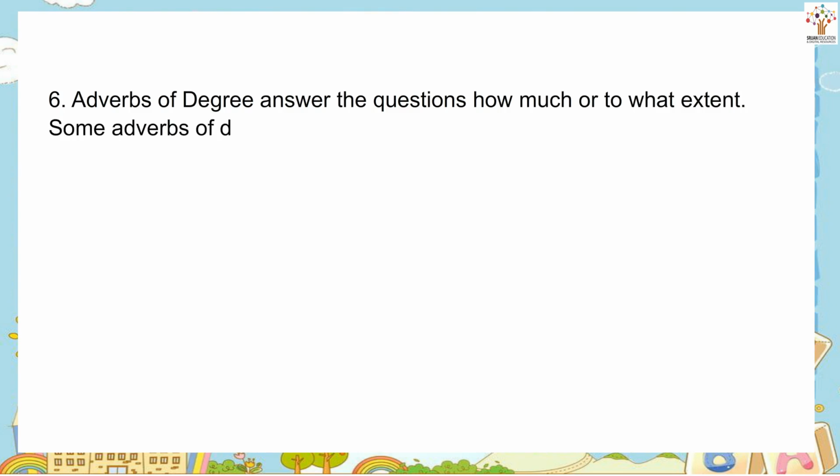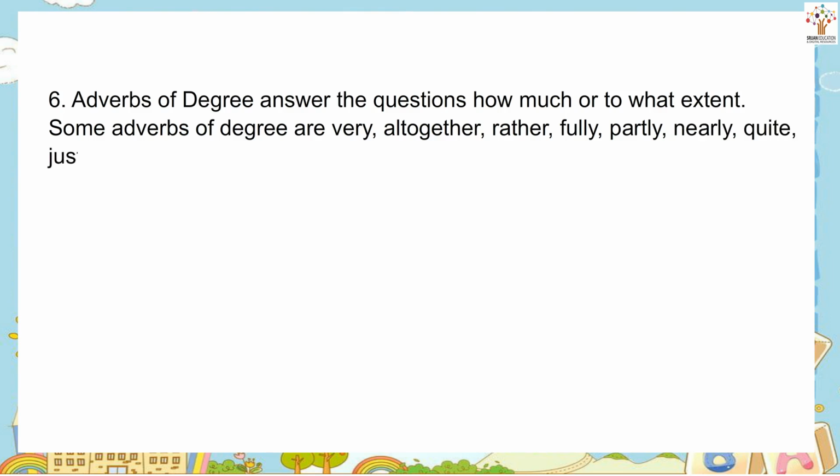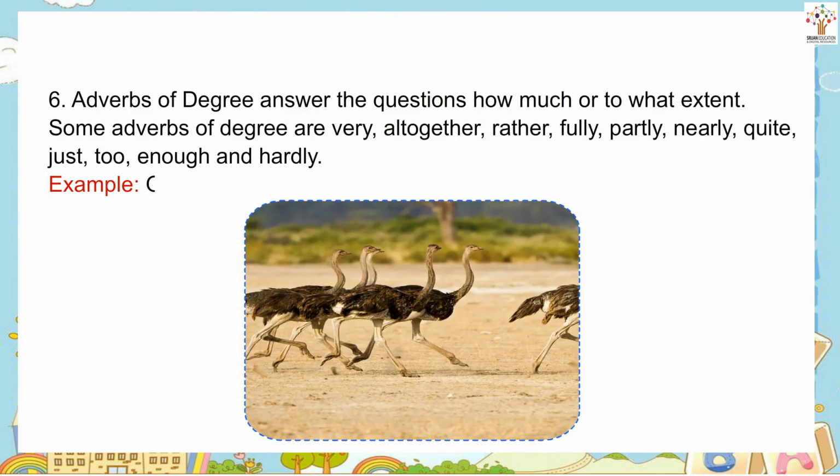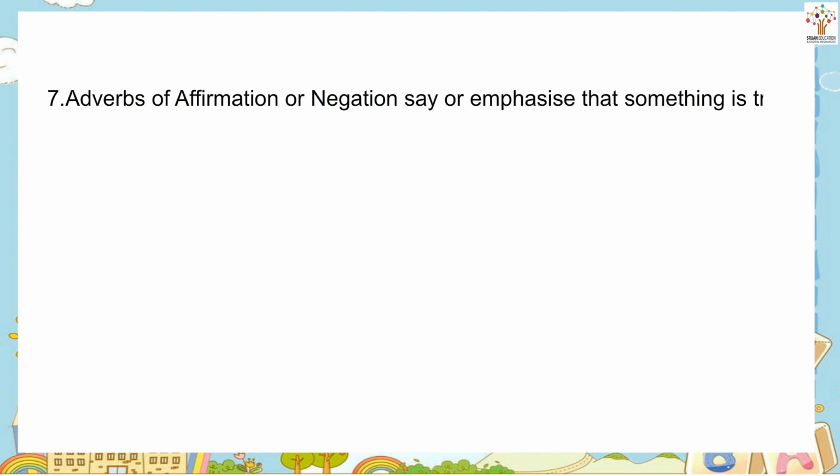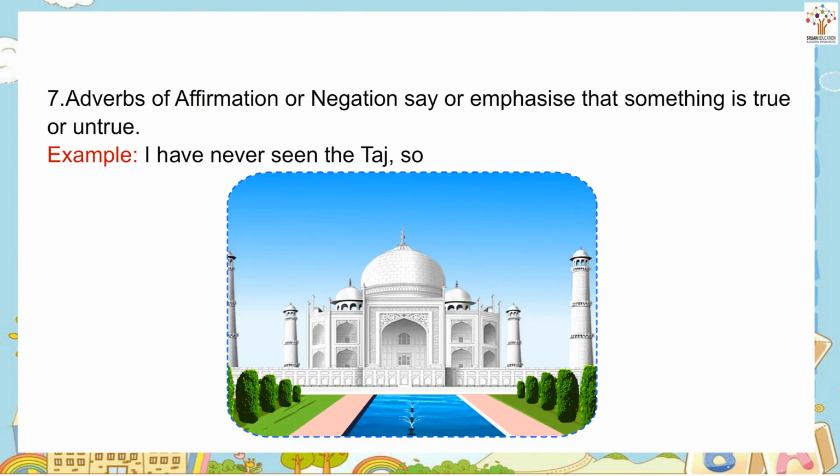Adverbs of degree answer the questions how much or to what extent. Some adverbs of degree are very, altogether, rather, fully, partly, nearly, quite, just, too, enough and hardly. Example: Ostriches run very fast. We were extremely tired. Adverbs of affirmation or negation say or emphasize that something is true or untrue. Example: I have never seen the Taj, so I will certainly come for the trip to Agra.